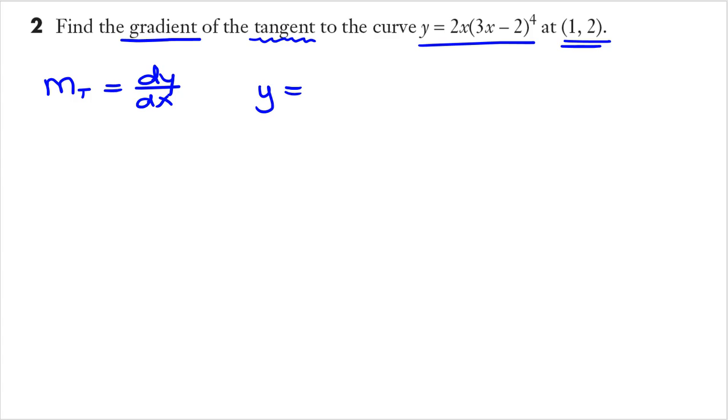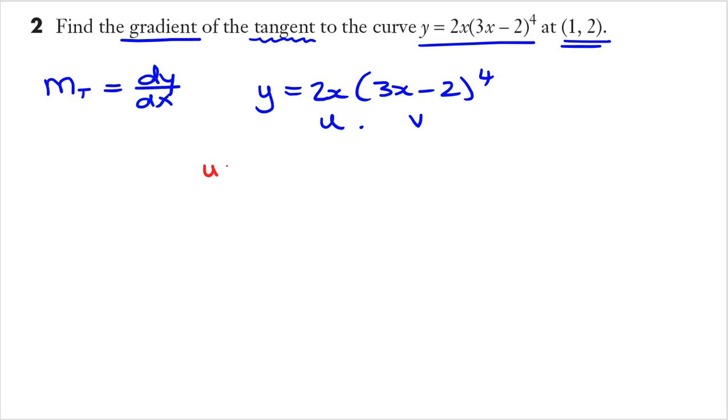So we've got the function 2x times 3x minus 2 to the power 4. So we're going to call this our u, we're going to call this our v. Now you'll notice this binomial here is to a power, so we're going to use the chain rule as well as the product rule here.